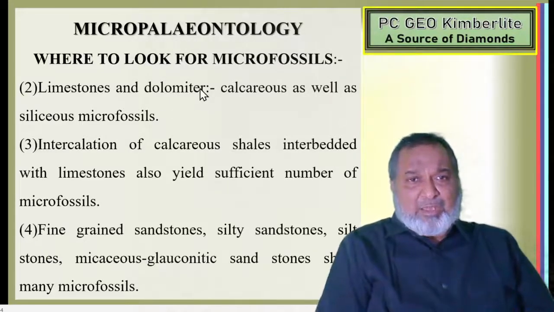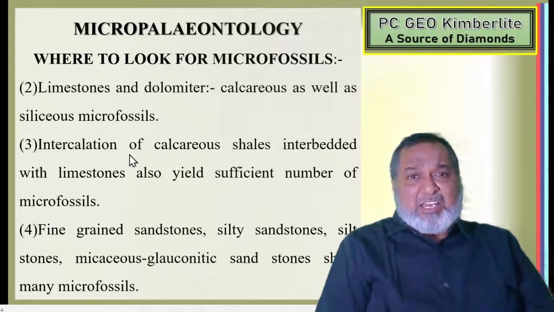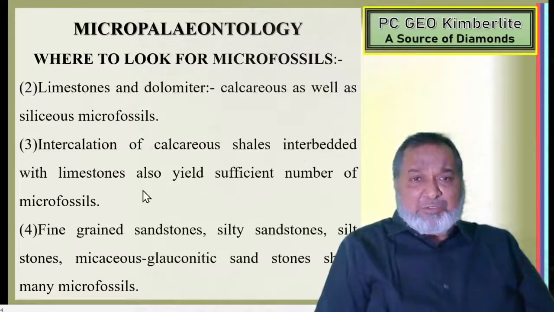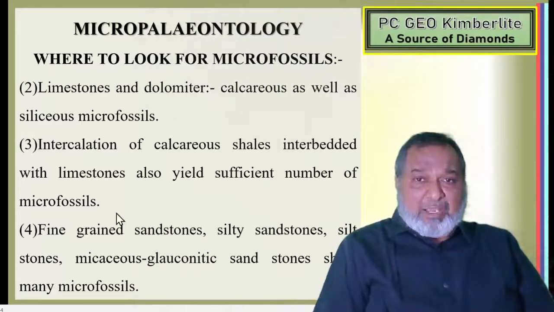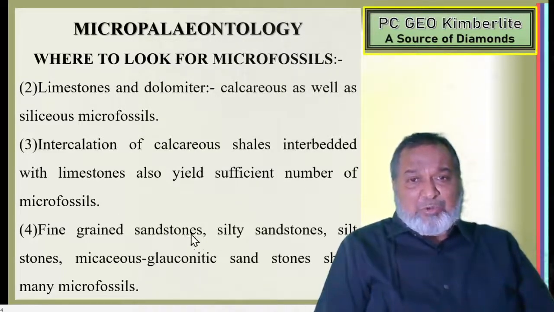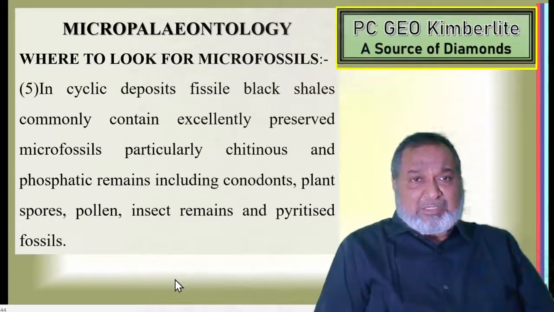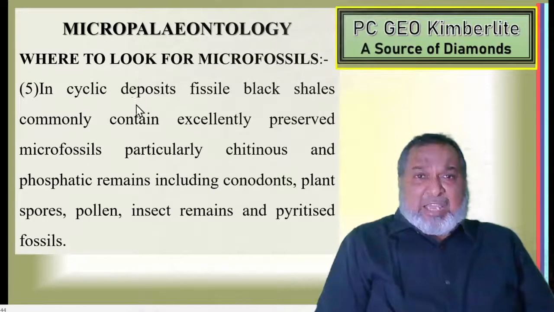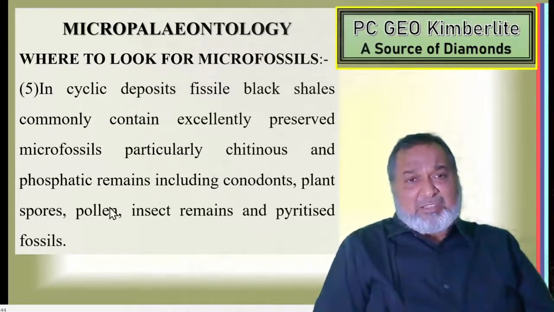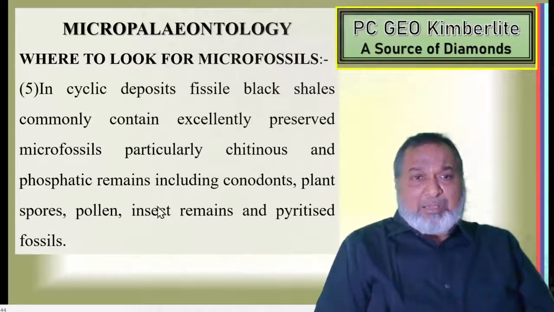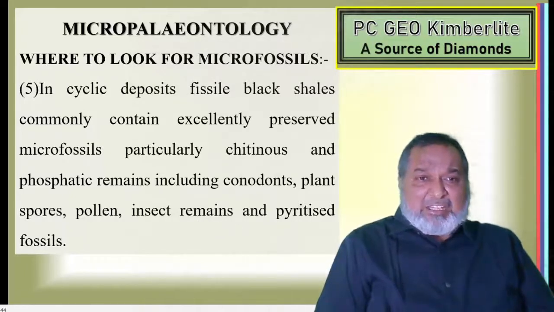There is a spelling mistake here, so I apologize. The intercalation of calcareous shell interbedded with limestone also yields a sufficient number of microfossils. Fine-grained sandstone, silty sandstone, siltstones, and micaceous glauconitic sandstones show many fossils. And in cyclic deposits, fissile black shale commonly contains excellently preserved microfossils, particularly chitinous and phosphatic remains including conodonts, plant spores, pollens, insects, and pyritized fossils.